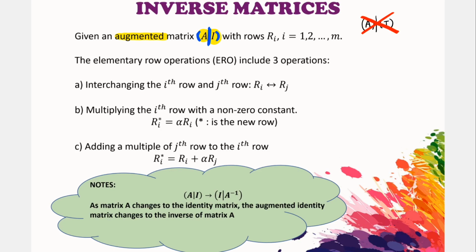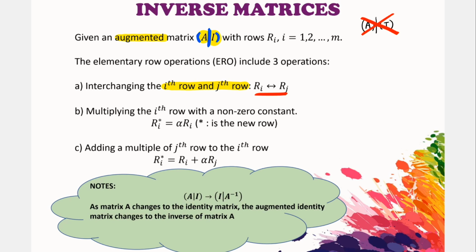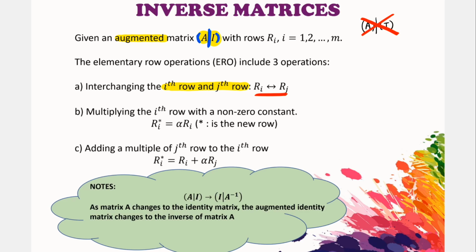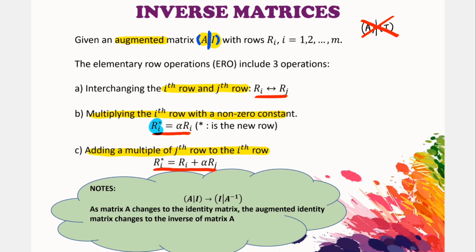There are three operations in ERO. The first one is interchanging rows, where you interchange the ith row and the jth row. Number two is multiplying a row by a non-zero constant. This is the way of writing the operations. Number three is adding a multiple of the jth row to the ith row. And this is the way of writing the operations. Note that Ri star is the new row.